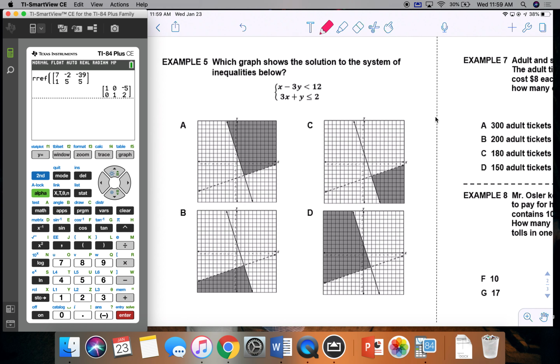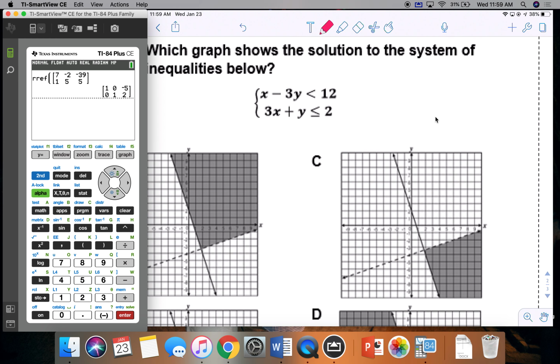So example 5, they ask us which of these shows the solution to the system shown below. I notice all of these cross at the same point, but they have different shading, so I'm going to have to solve these for y, because finding a point where they cross won't help me since they all cross at the same place. So if I solve this bottom one, because that's the fastest one, y is less than or equal to 3x plus 2.